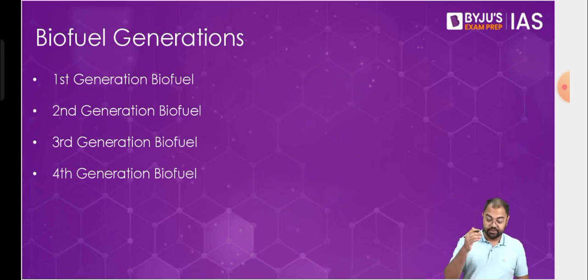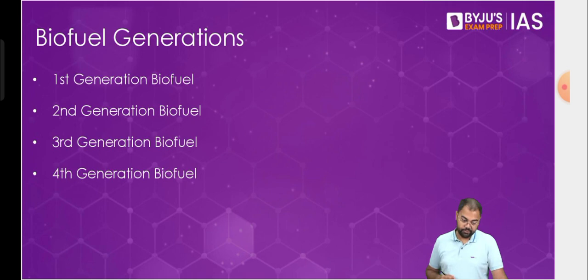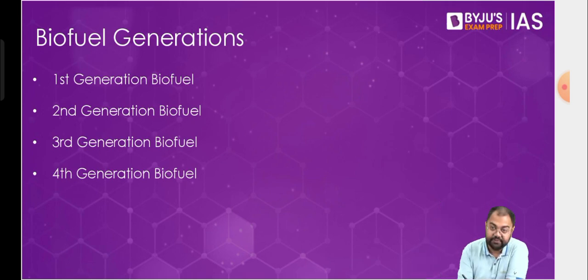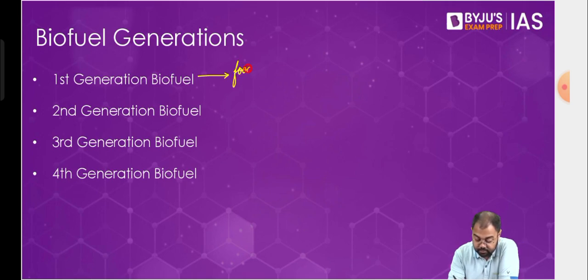As you can see, there is something called first generation, second generation, third, and the fourth generation of biofuel. So what exactly are they? Let's try to understand that. When we say that something is a first generation biofuel, what it means is that it is food crop based.